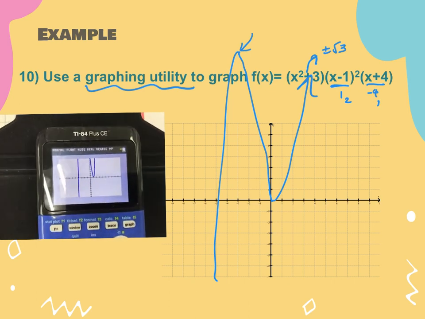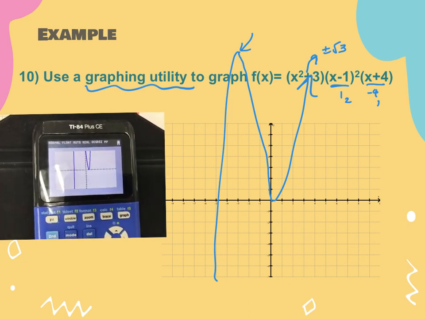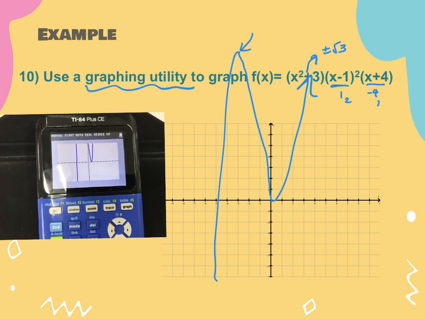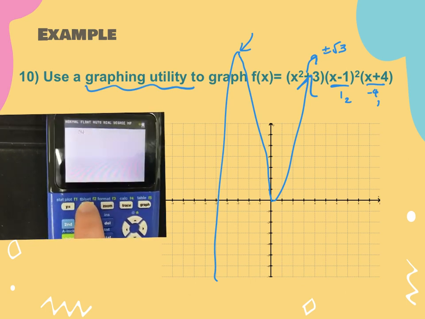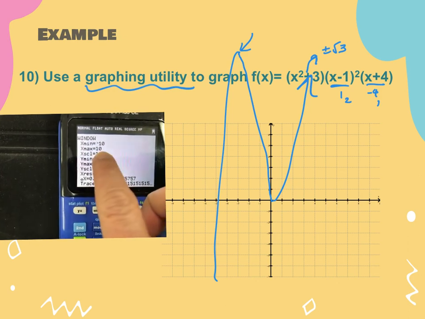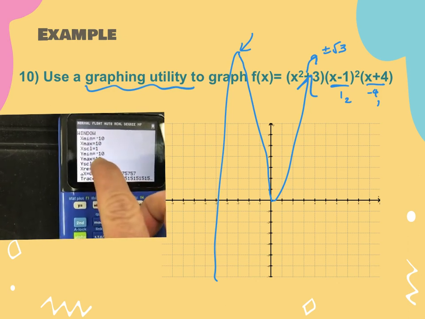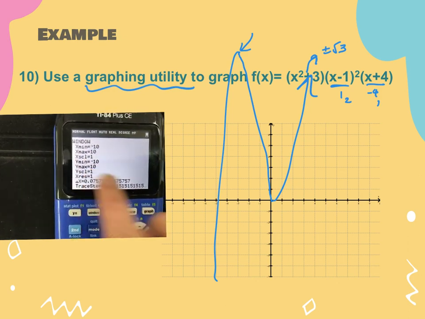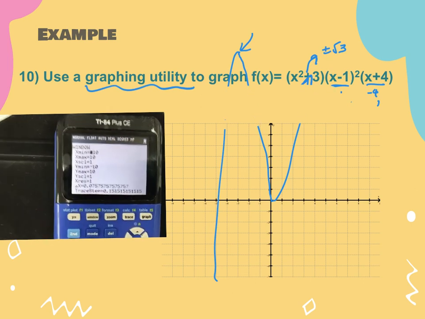Sorry, say that again. How did you get to the window? Go click the button that says window, and then on the x min do negative 10, x max 10, y min negative 10, y max 10. Okay, thank you. You're welcome.